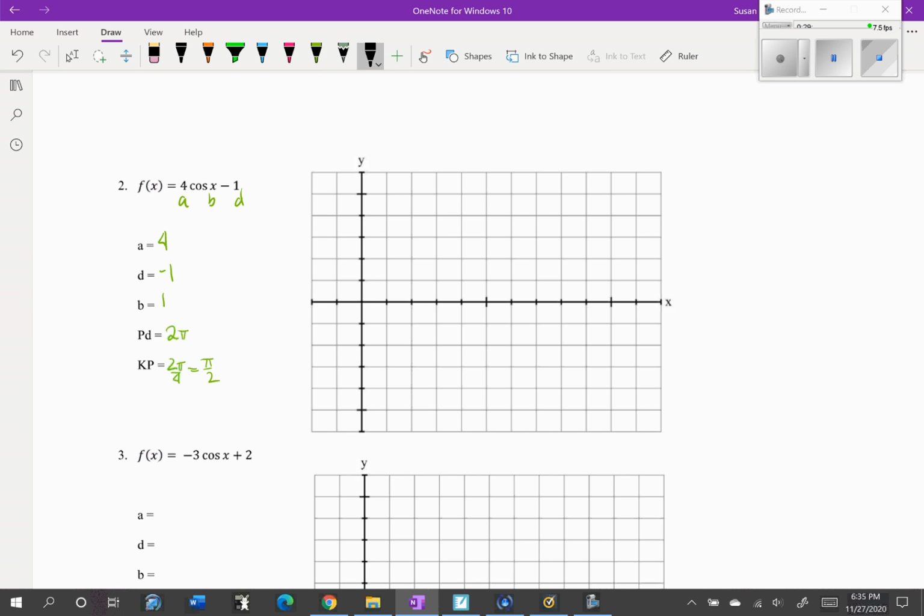So I'm going to go ahead and write this down. So 1 pi over 2, 2 pi over 2, 3 pi over 2, 4 pi over 2, 5 pi over 2, 6 pi over 2, 7 pi over 2, 8 pi over 2, 9 pi over 2, 10 pi over 2, 11 pi over 2, and 12 pi over 2, which is 6 pi. Notice I always reduce those values.